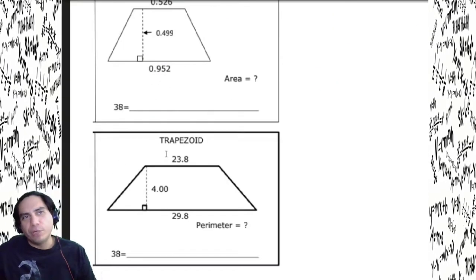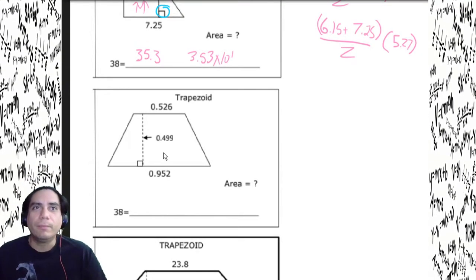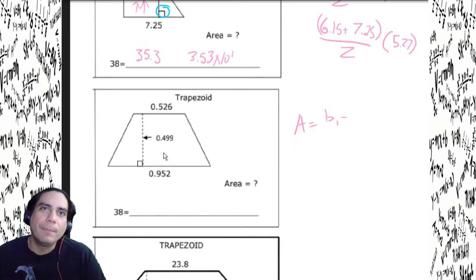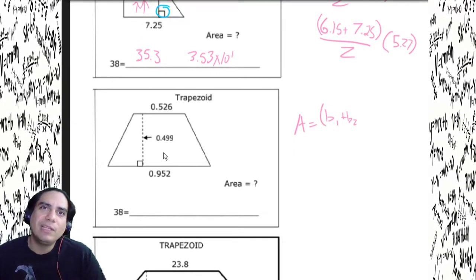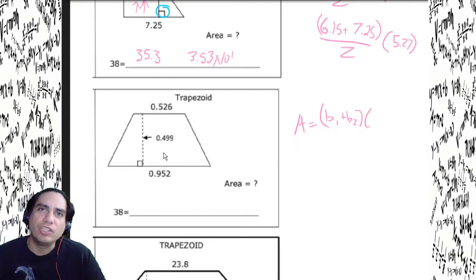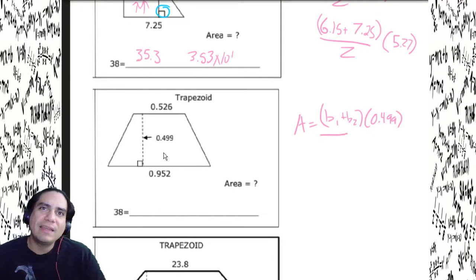Look, trapezoids are pretty easy, but you still have to make sure you can do it by writing the formula and substituting correctly. Base 1 plus base 2. Now, really, I'm not going to do this divide by 2 until the very end of the problem. I just wanted to show you that it is possible to do it, but I get into a habit here.